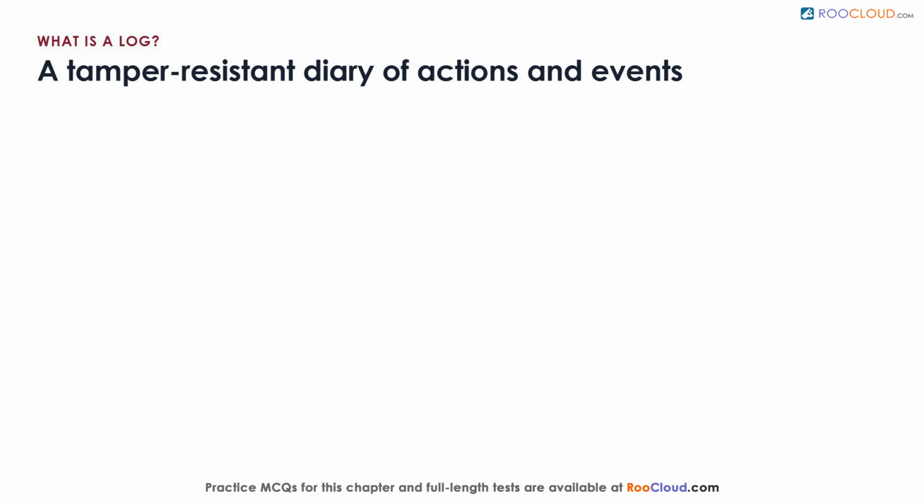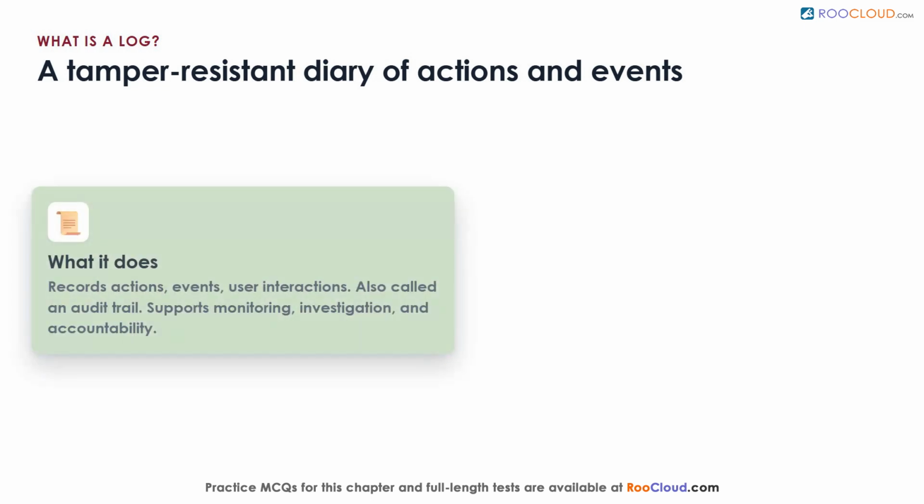So what exactly is an operational log? Think of it as a tamper-resistant diary for a system. It records actions, events, and user interactions over time. Some people call it an audit trail. It supports monitoring and incident investigation, and it creates accountability for what people do.